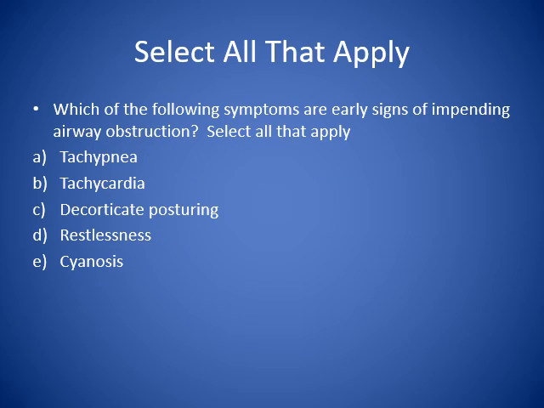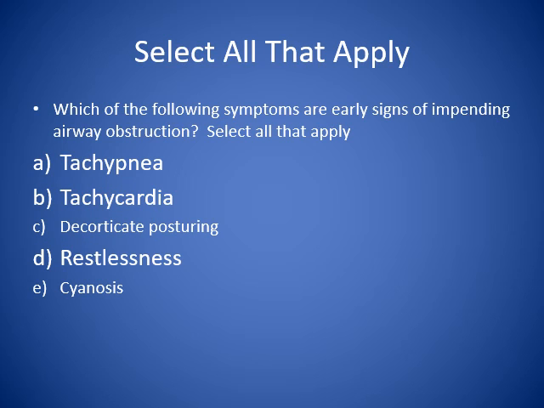So select all that apply. Which of the following symptoms are early signs of impending airway obstruction? A. Tachypnea, B. tachycardia, C. decorticate posturing, restlessness, and cyanosis. It's tachypnea, tachycardia, and restlessness. Those are all early signs of impending airway obstruction. Decorticate posturing and cyanosis are late signs. That's beyond early.